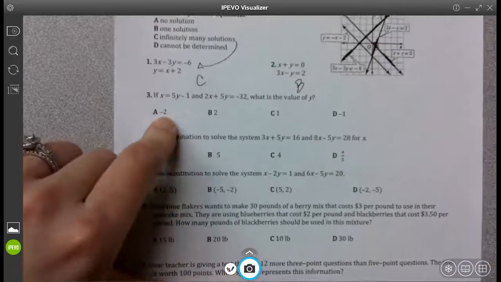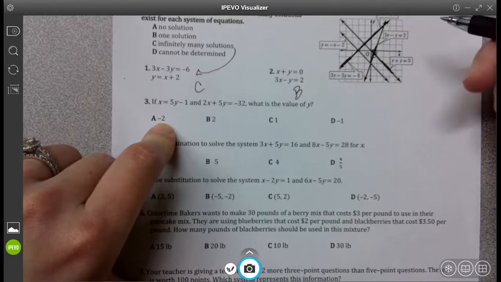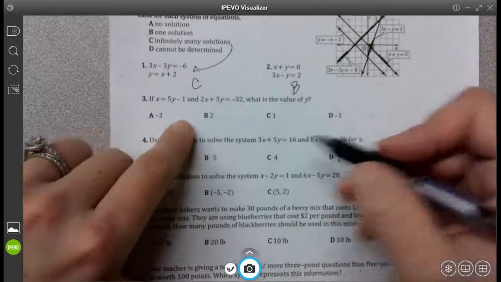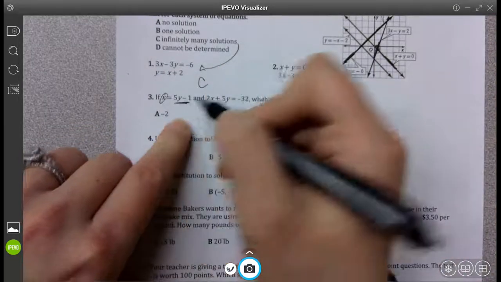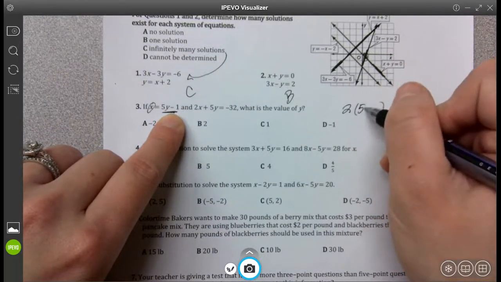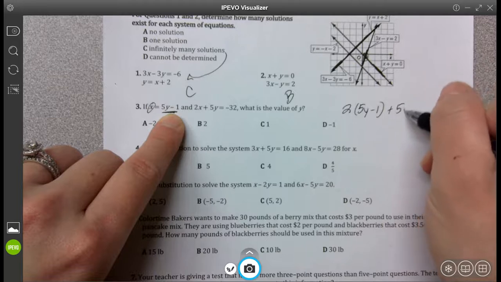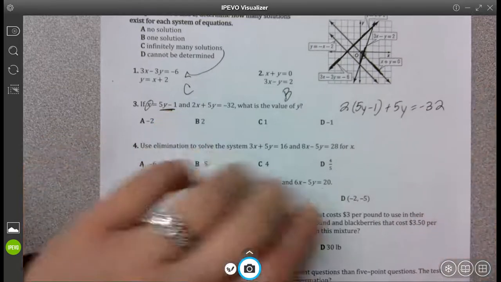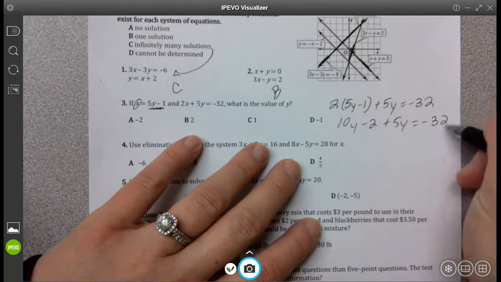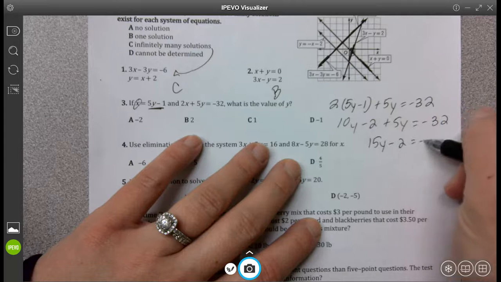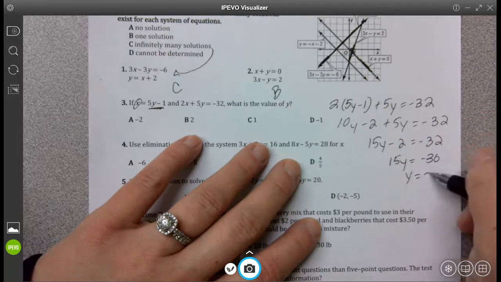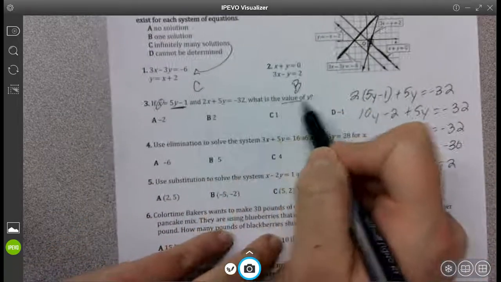Number 3, if x equals 5y minus 1 and 2x plus 5y is -32, what's the value of y? Well, I can replace x with 5y minus 1. So it's not 2x anymore, it's 2 times 5y minus 1 plus 5y equals -32. We're going to get 10y minus 2 plus 5y equals -32. We're going to get 15y minus 2 equals -32. We're going to add 2 to both sides to get -30, and then y equals -2. So, yep, we're trying to find y.